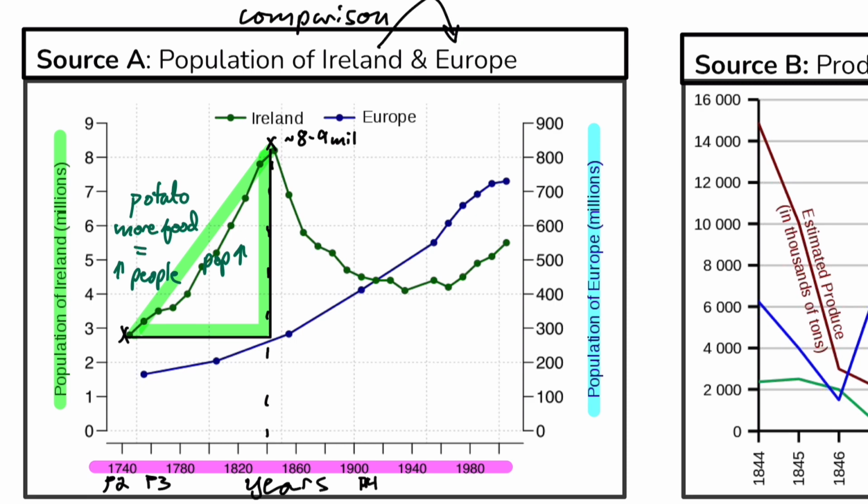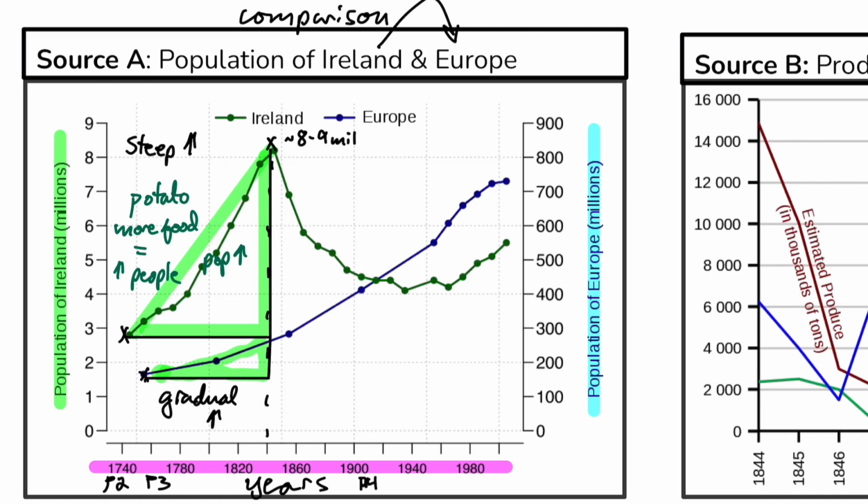We see the same thing happening in Europe over the same time span. It's not as drastic of an increase, but it does still increase nonetheless. So potatoes arriving in Europe means more people. Lots of more people in Ireland. But then what happens in 1840? What happens to the Irish population? Here we see it going up until 1840. What happens after 1840 in Ireland?